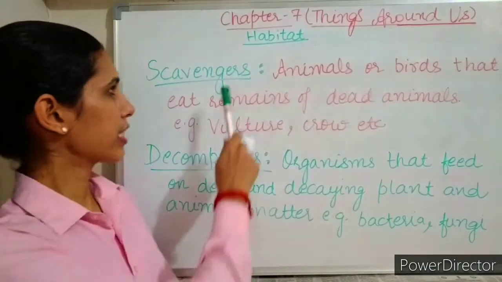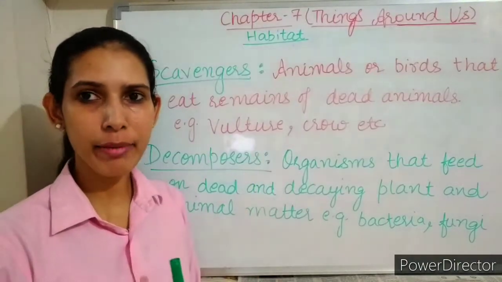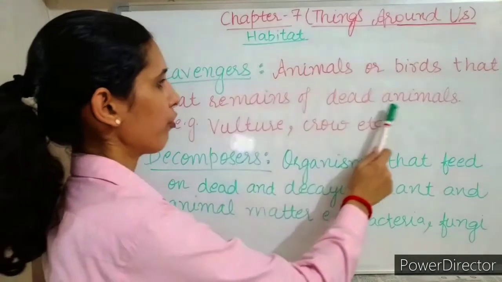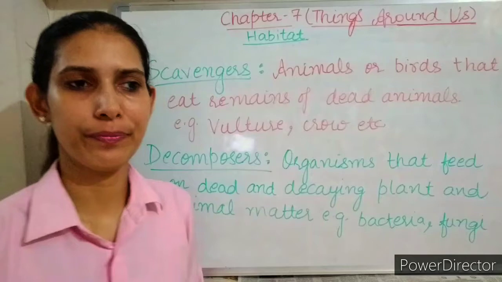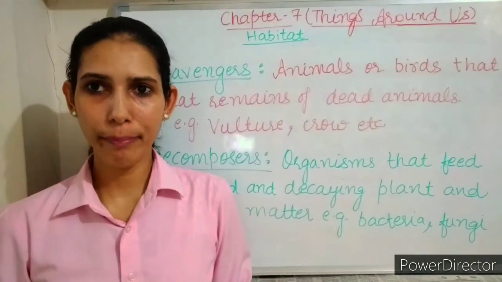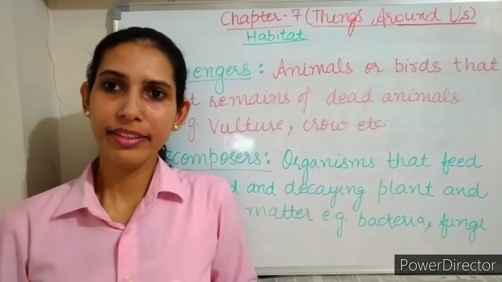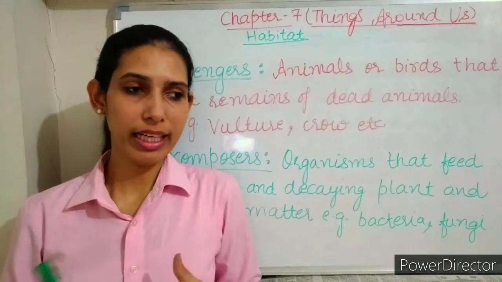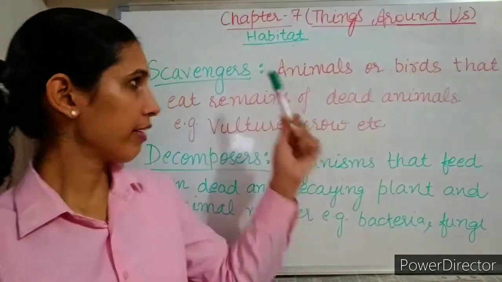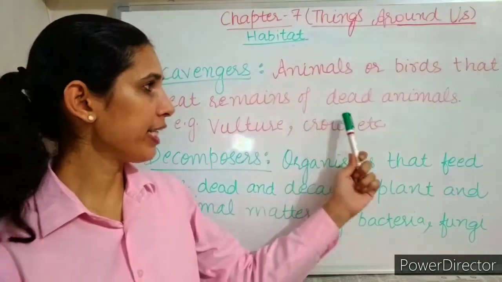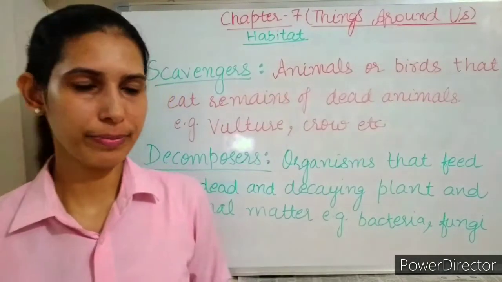Now we will study scavengers and decomposers. Let's see what are scavengers. Animals or birds that eat remains of dead animals are scavengers. For example, crow, vulture, etc. Scavengers are very important because if they do not eat dead animals, what will happen? Dead matter would pile up and it would emit foul smell and it would give rise to many diseases. So, scavengers help in cleaning the environment by eating up the dead animals. Scavengers are also known as natural cleaners.